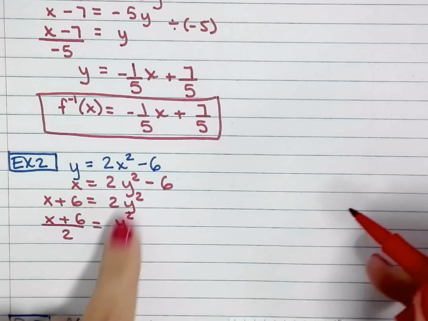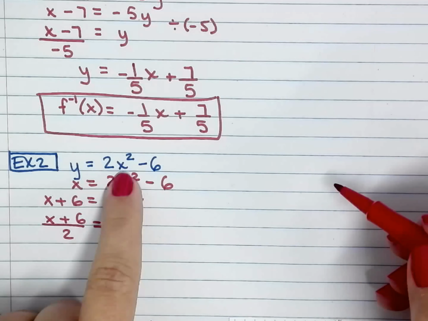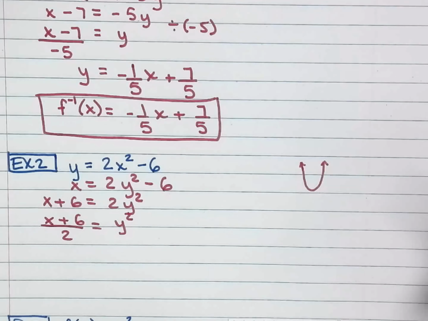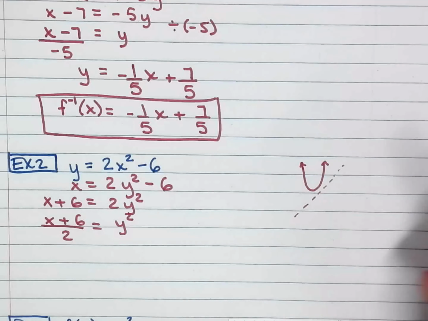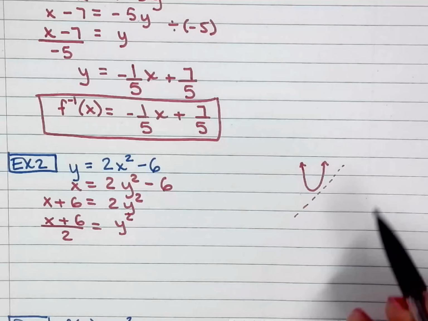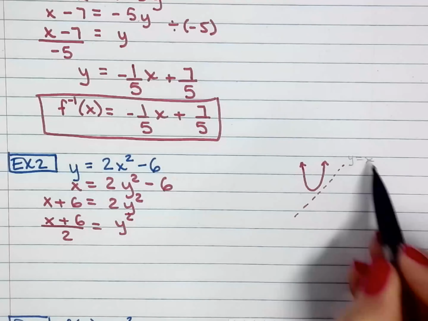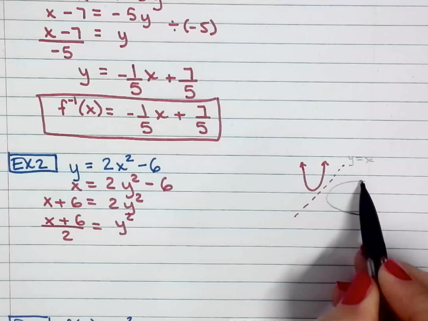Let me add the visual for you. So here, if I were to graph this quadratic function, it would look like a smiley face. And you remember from the other video that we talked about inverses, that's the reflection over the y equals x line. So this is the y equals x. So when you reflect, it would look like this.